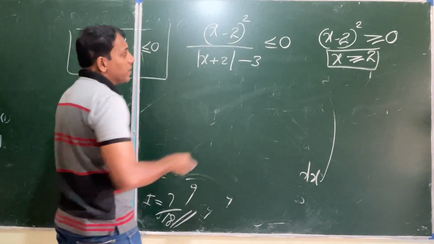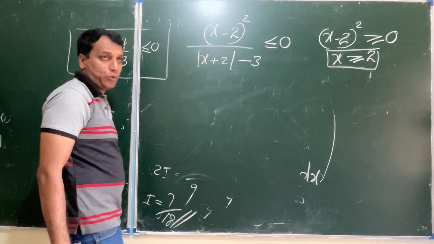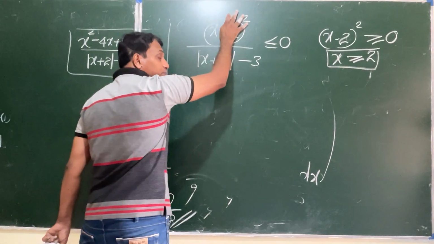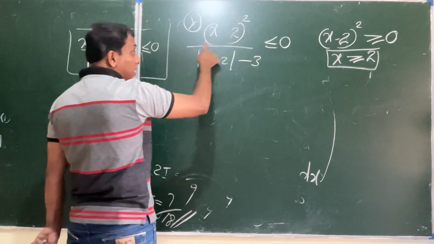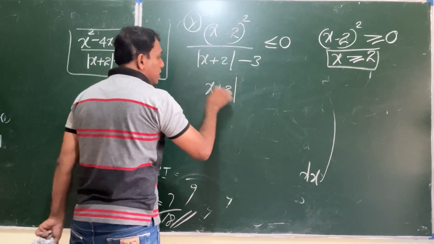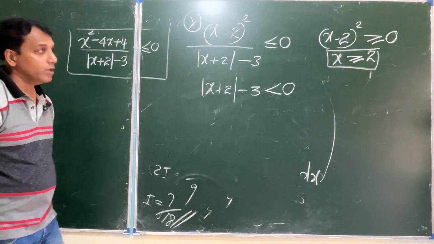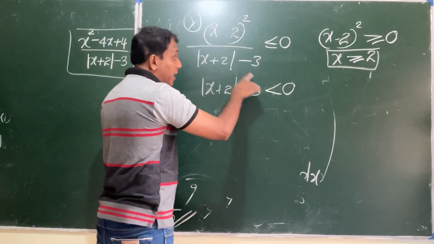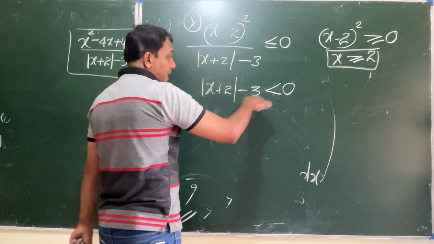Okay. Now see, the fraction is less than or equal to 0, negative. The numerator is positive or 0. We take it positive. Therefore, the below part should be negative: modulus of x plus 2 minus 3 should be less than 0. The numerator is less than or equal to 0, but a fraction never comes to 0 here, so this part is less than 0.